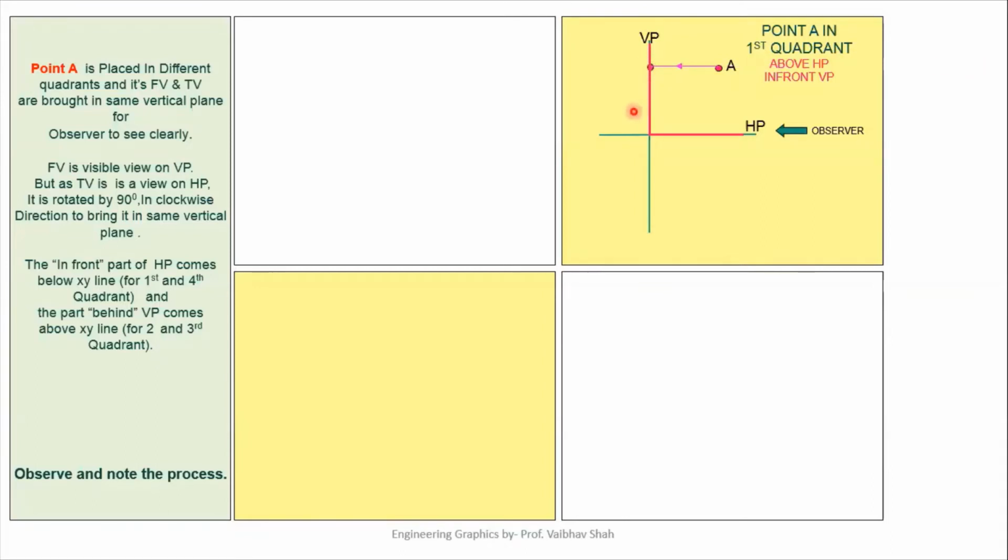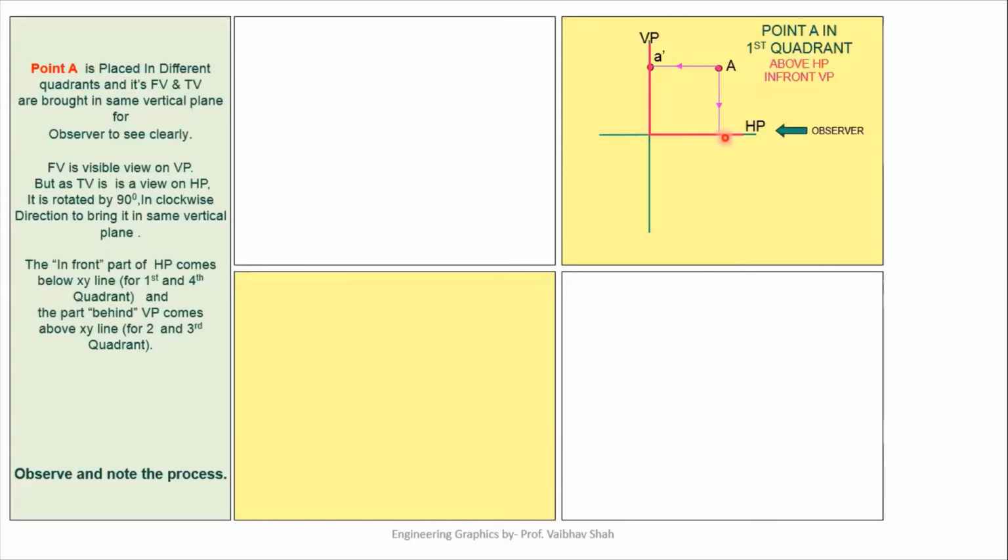So we have taken this point. This is nothing but your A dash point. Now let us take the top view from this direction. We can have its top view on this horizontal plane somewhere here. So we'll have its top view here on your XY line. This is nothing but your top view, and top view is denoted by small a.